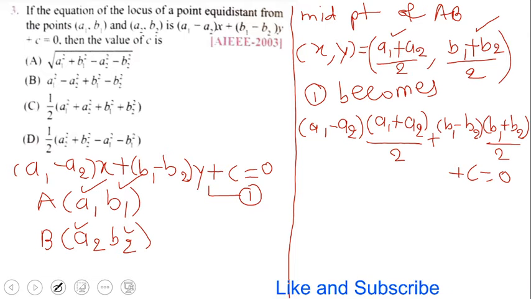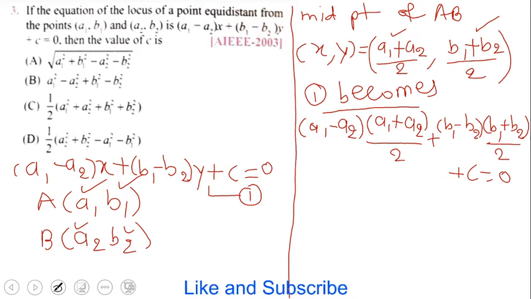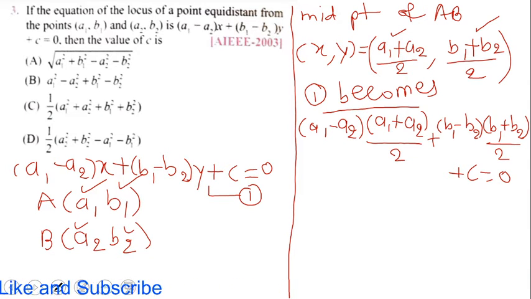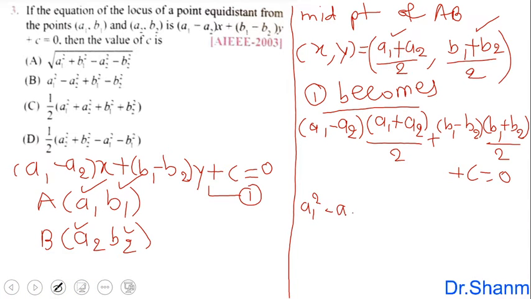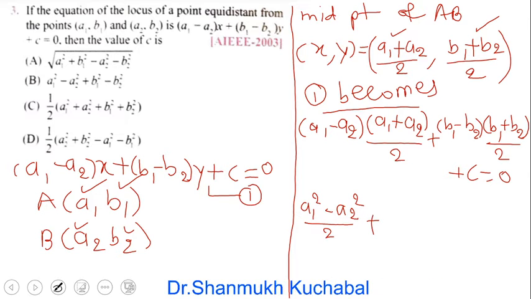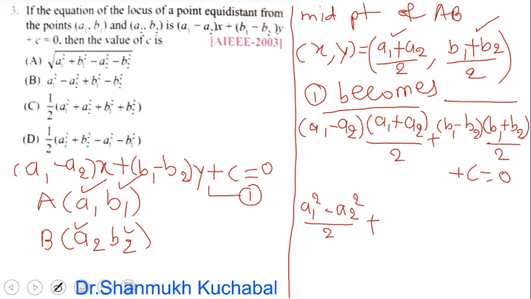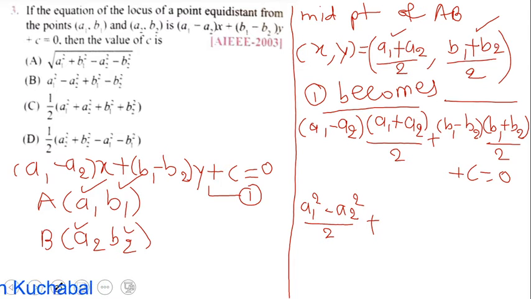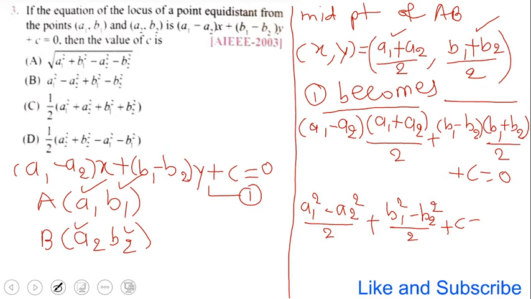So we will observe here that it is of the form (a minus b) into (a plus b), which is a square minus b square. So we are going to get this as (A1 square minus A2 square) divided by 2. Next, similarly here also we apply the same formula, (x minus y) into (x plus y), x square minus y square. So (B1 square minus B2 square) divided by 2 plus C equal to 0.